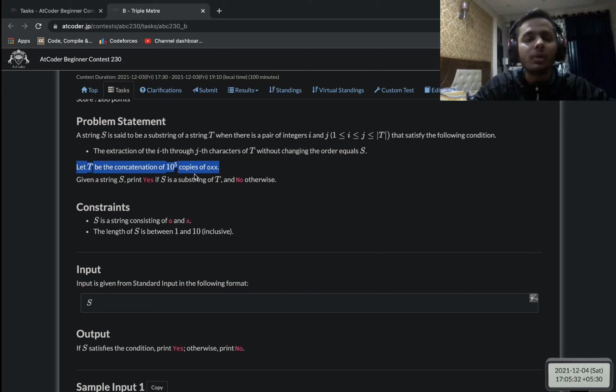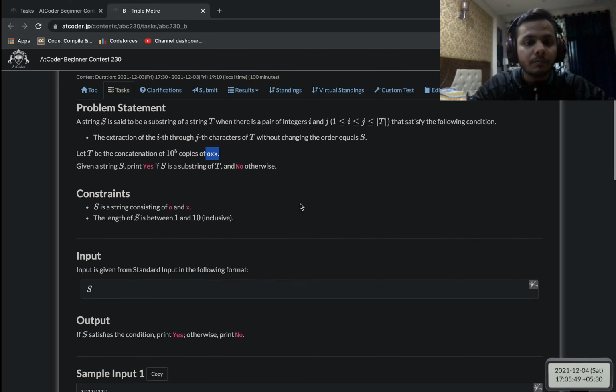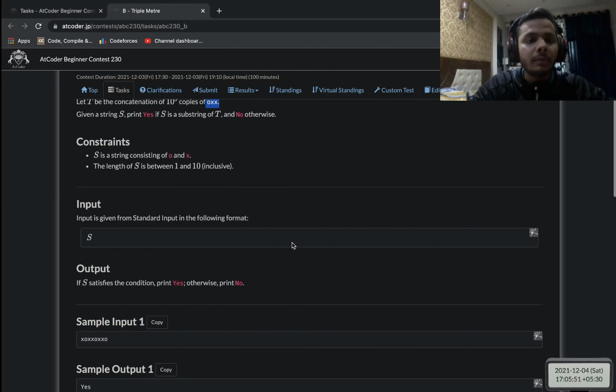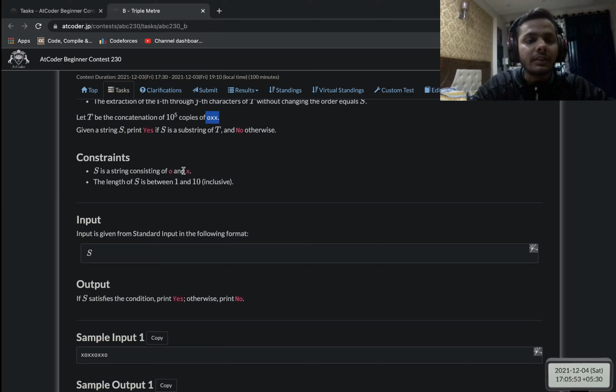So t is a constant string, and it is a string which is formed by concatenating 10 raised to the power 5 copies of the string oxx, right? That is t. It is fixed. So in the input we'll be provided with s, and we need to tell whether s is a substring of t or not, right? Yeah, so that's the problem, and according to the constraints, the length of s is between 1 and 10. So that's a good thing for us, right?